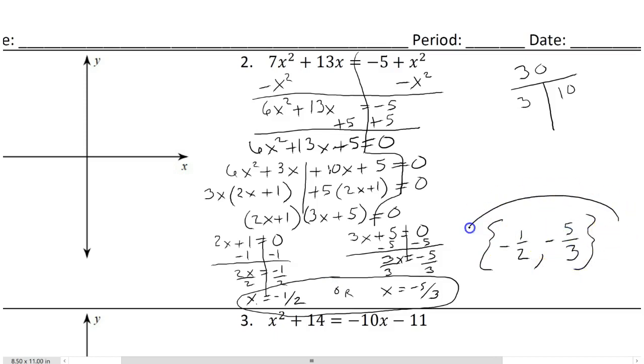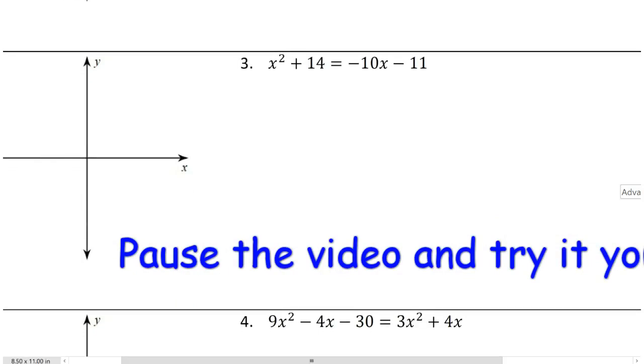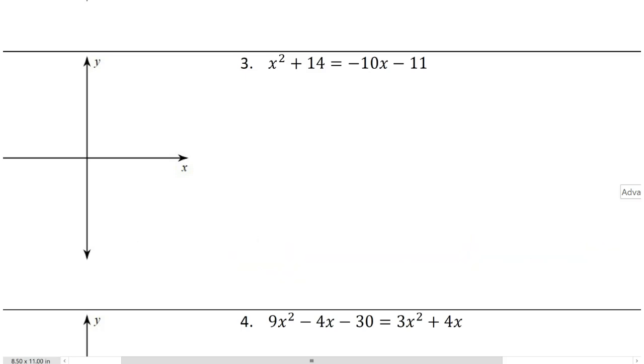You can picture these as the x-intercepts of a parabola, but this would have been quite difficult to solve by graphing since both x-intercepts are fractions. Pause the video and try this example yourself. Now that you have tried it, check your work.